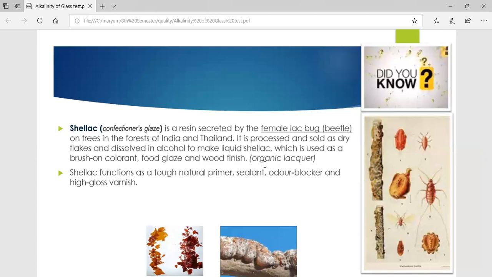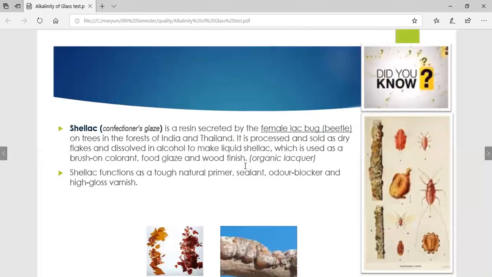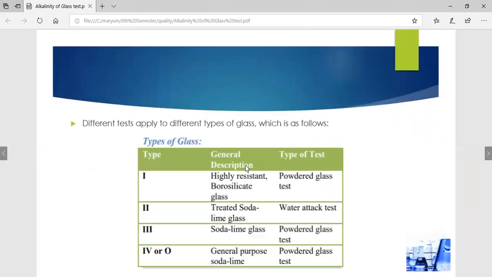So shellac functions as a tough natural primer, it protects from disintegration, and it is a sheath and odor blocker. It also acts as a taste-masking odor blocker, for when the smell of the glass or any material is not good. It also acts as a high gloss varnish, giving the glass a glossy finish. So it makes it more beautiful and protected glass.